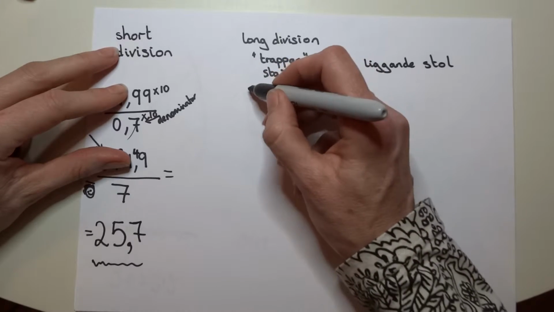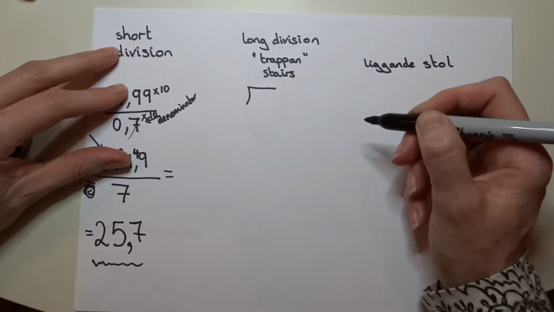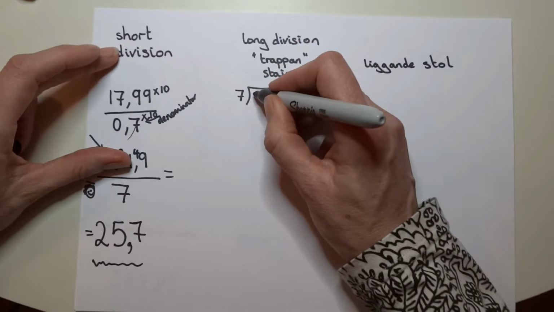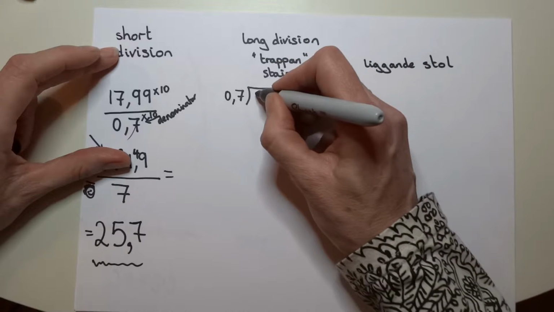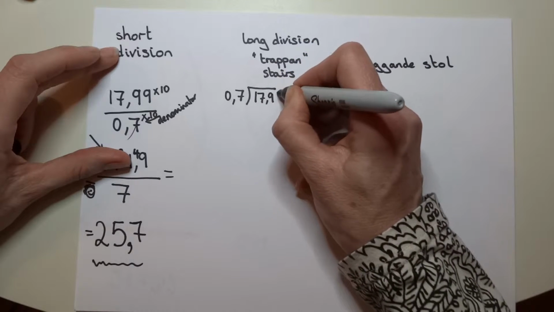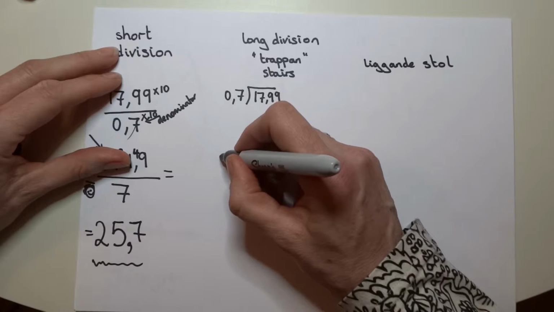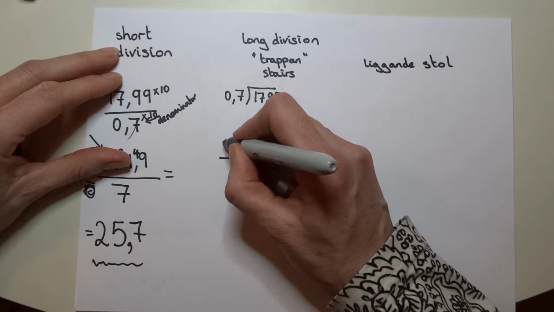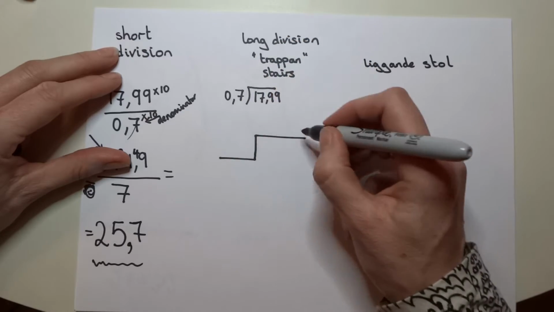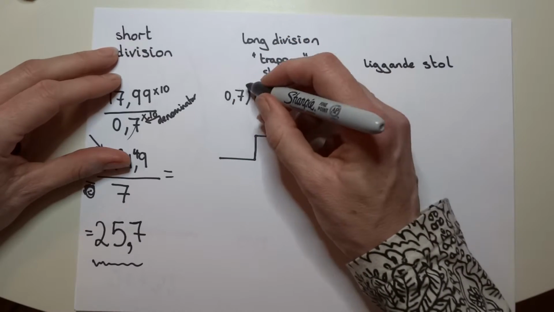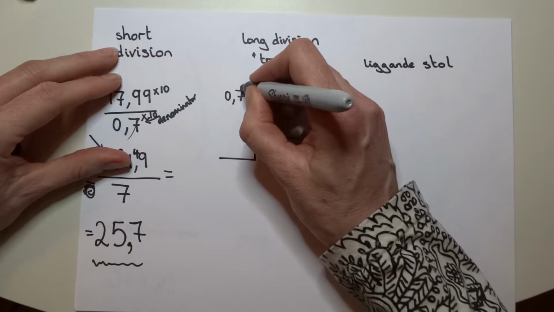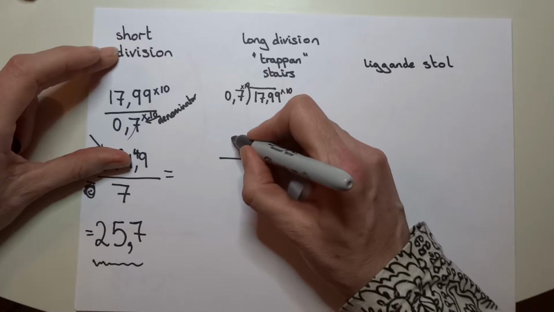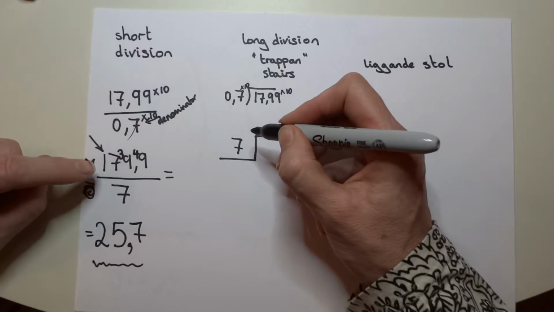What is then the stairs method, or trappan, or long division? Well, it can be drawn different ways. The English way of drawing it is usually like this, where you would put the 0.7 outside, and the 17.99 inside. But in Sweden they often draw it like a staircase. So we would put the 0.7 here, which we would change. Here again, before we did this division, we'd have to multiply both the numerator and the denominator by 10. So we'll do the same division as we did in the short division.